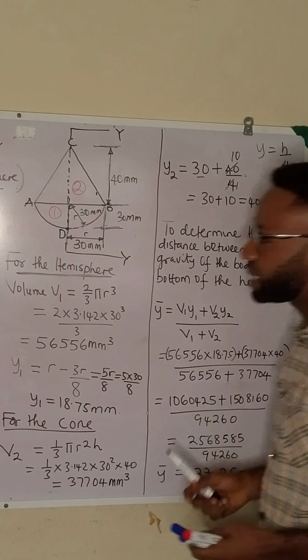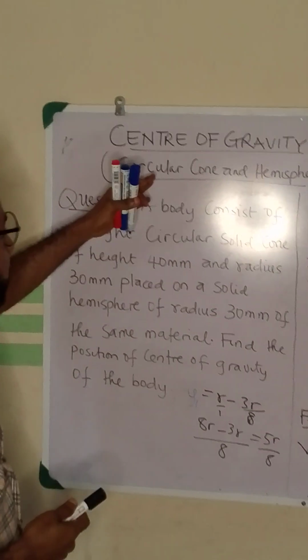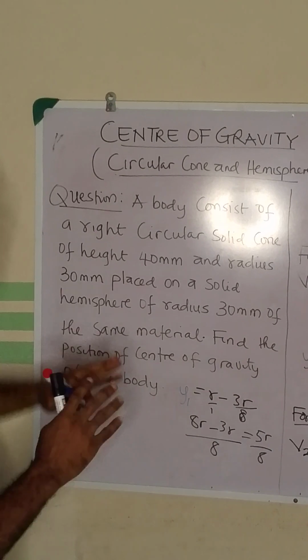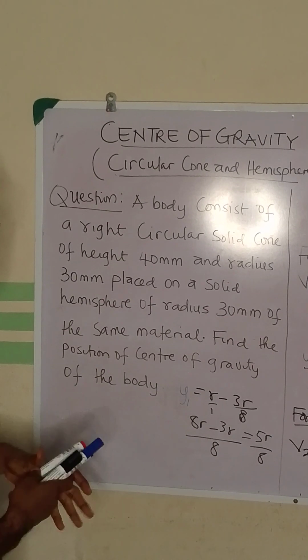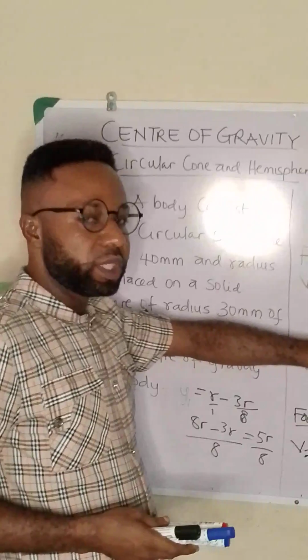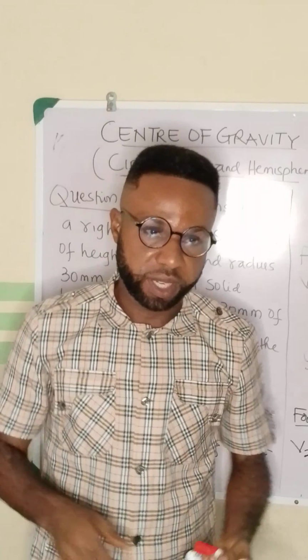So basically, this is how to determine the center of gravity for a circular cone on top of a hemisphere. It's very simple. Remember, when you are looking at solid shapes of this nature, you calculate for the volume, and when you are looking at plane shapes, you use area.